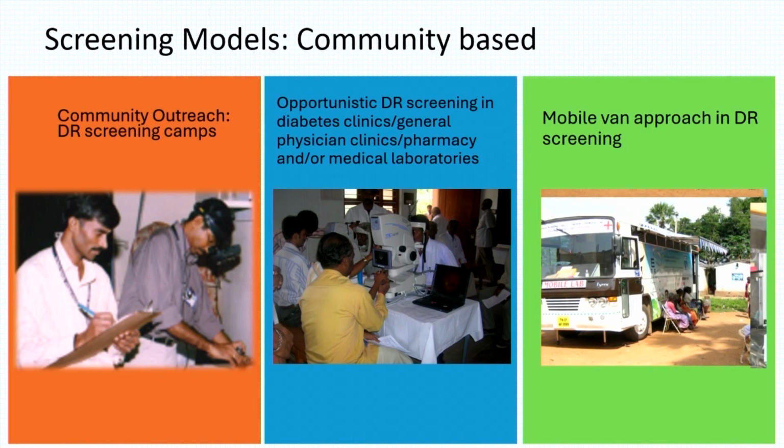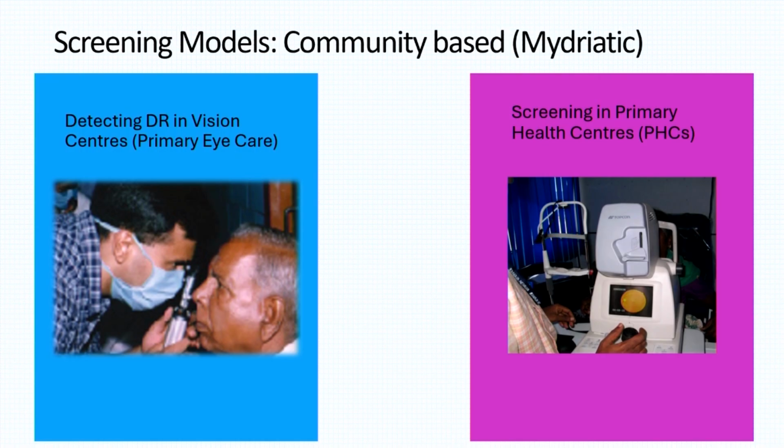And how can you screen? Most of us screen in multi-specialty hospitals. It's very easy, but not always practical. You can have models in the community through diabetic retinopathy screening camps. You can do the screening in a laboratory, or you can have a mobile van which takes the camera to the villages. You can have it in primary eye care, or you can even use teleophthalmology from primary health centers, where somebody sitting in a tertiary referral center can look at the images and advise accordingly.